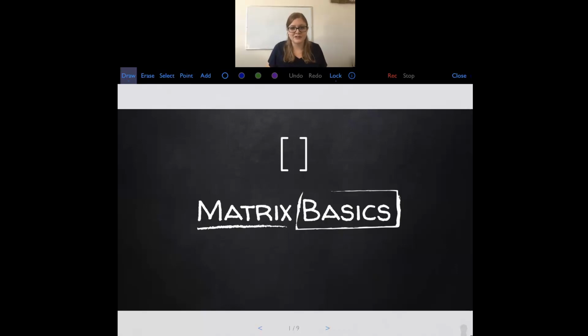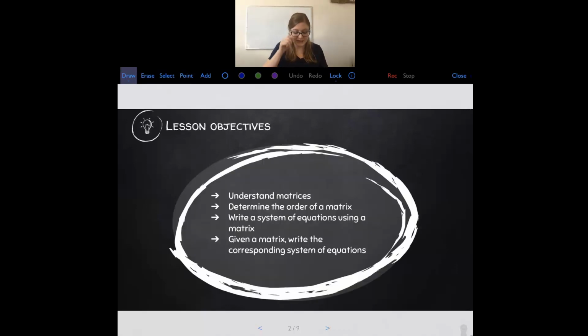In this lesson, we're going to go over some matrix basics. Specifically, we'll understand matrices, we'll determine the order of a matrix, we'll write a system of equations using a matrix, and given a matrix, we'll be able to write the corresponding system of equations.